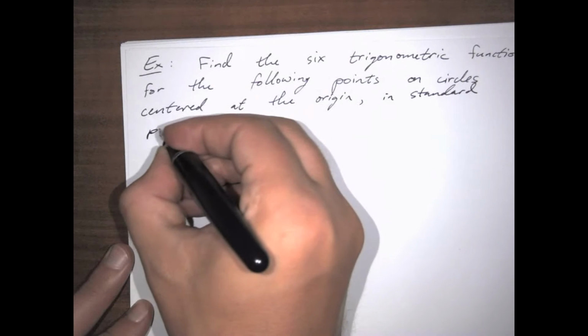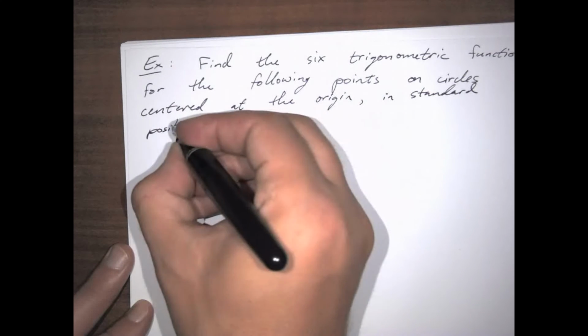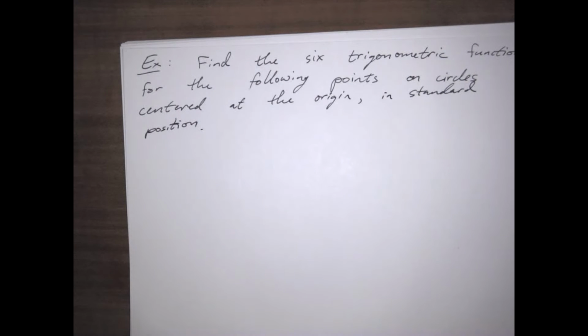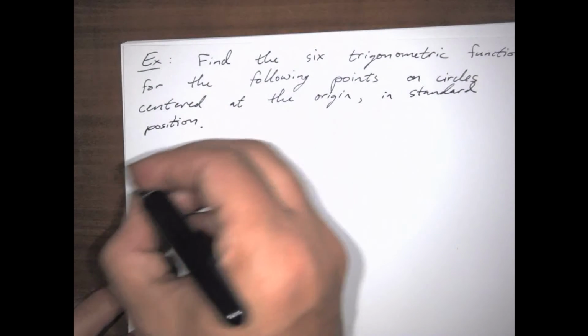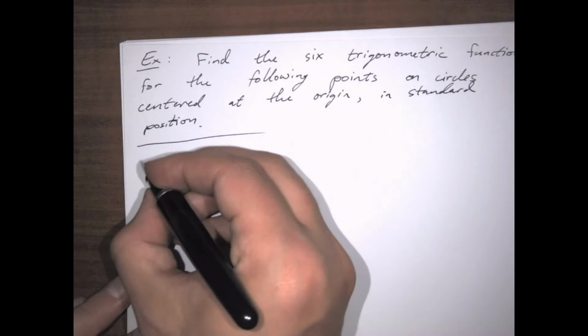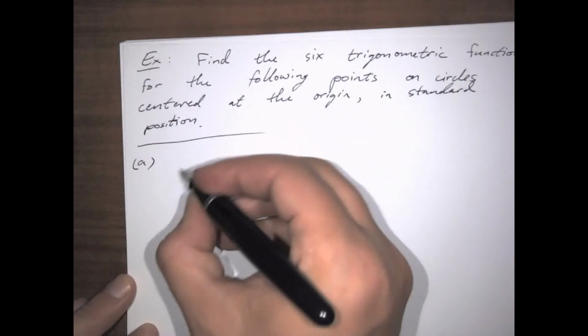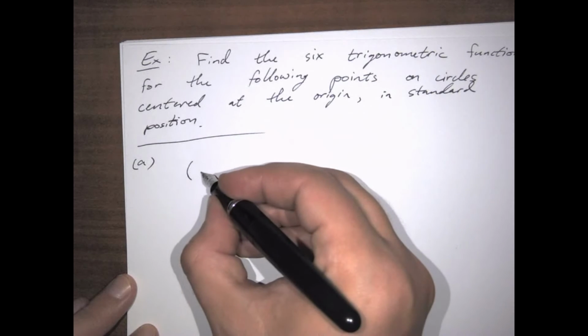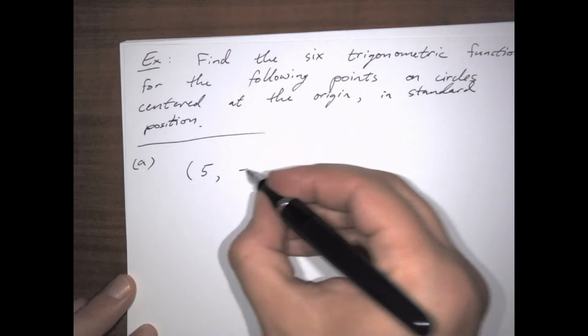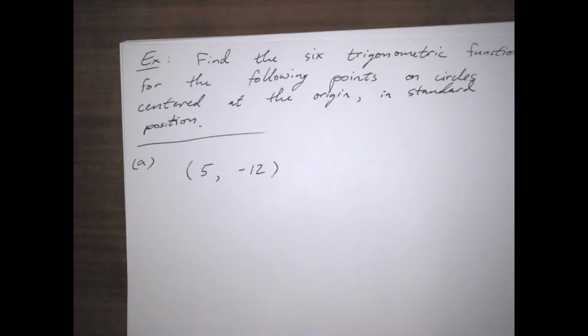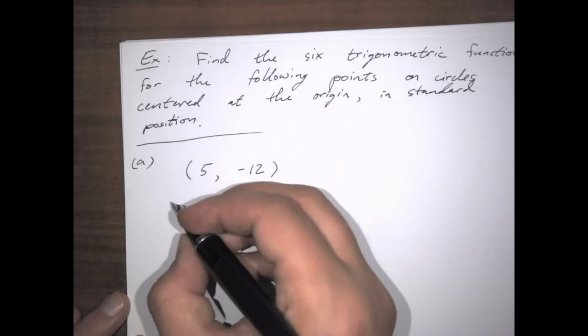In standard position. So we're talking about an angle on a circle with a radius that could be whatever. All right, let's say the first one, how about 5, -12. This is going to be one where everything's going to work out suspiciously nicely at first, and then we'll get one where things work out less nicely. Okay, so 5, -12.